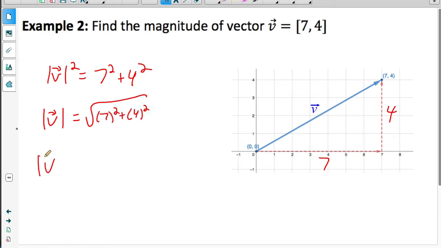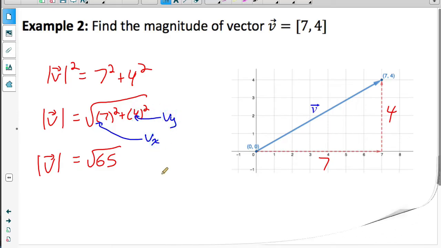And then we can get an exact value for this. 49 plus 16 is 65, so we get root 65. So that's an exact value for the magnitude of that vector. So you don't need to show this line. We can go right to this line. This is the formula we generated. Just make sure you know that it comes from Pythagorean theorem, where what goes here is the x component of the vector, and what goes here is the y component of the vector.